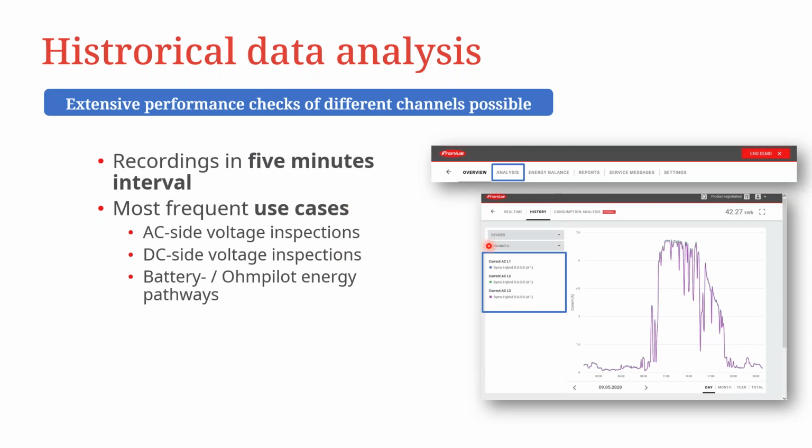From SolarWeb directly, you can also do quite a number of extensive performance checks on different channels, because for each product or each system that is installed or updated in SolarWeb, you can analyze the various channels, and these can be on both the AC and the DC side. If you have a battery or a Ohmpilot connection, you can also analyze those channels independently in SolarWeb. The data there is updated every 5 minutes, so you have a lot of data to look at to check whether all your channels are performing optimally.